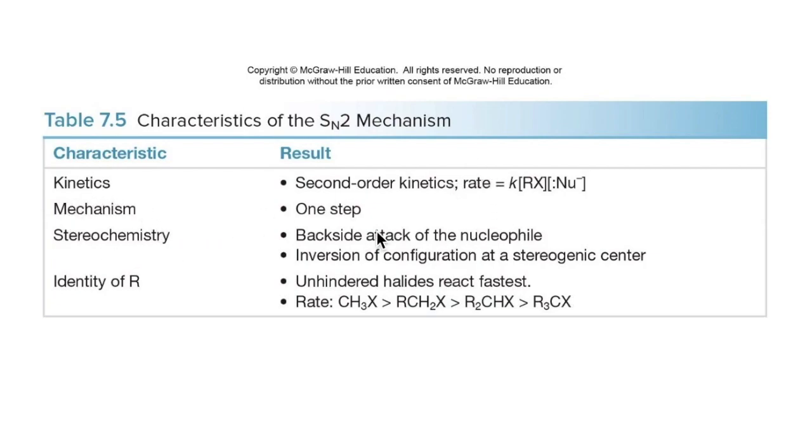The mechanism happens in one step. Remember that it happens through a backside attack that results in the inversion of configuration of the stereogenic center. And the identity of R, meaning the starting material, matters. So the more unhindered it is, so the less hindered it is, the better for SN2 type reactions.